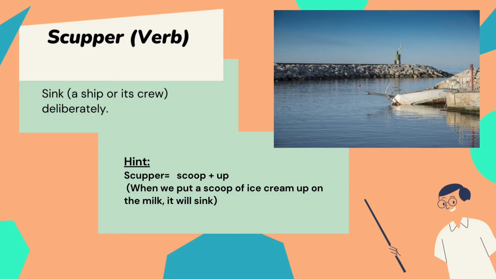Our next word is scupper. Scupper is basically a verb and it means to sink a ship or its crew deliberately, intentionally. You submerge, scuttle, or sink a ship or its crew. This is called scupper. Scupper came from scoop up. You can divide it into scoop up in order to memorize the meaning of scupper. When we put a scoop of ice cream up on the milk, it will sink down. It will not float, so it will scupper down.